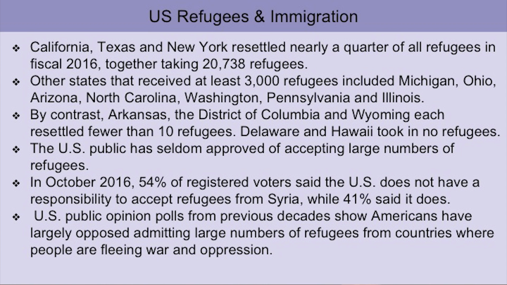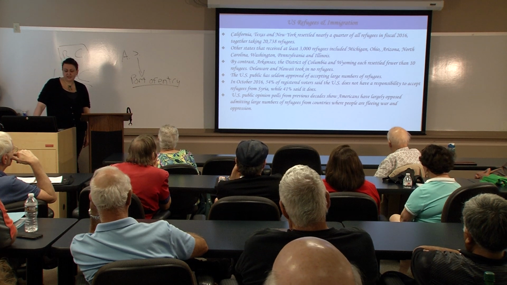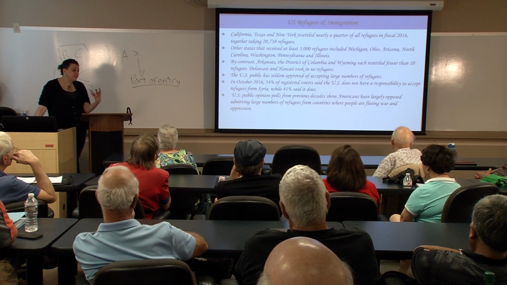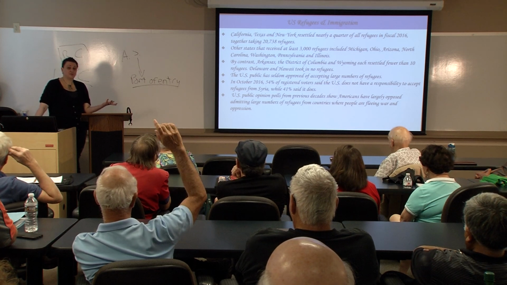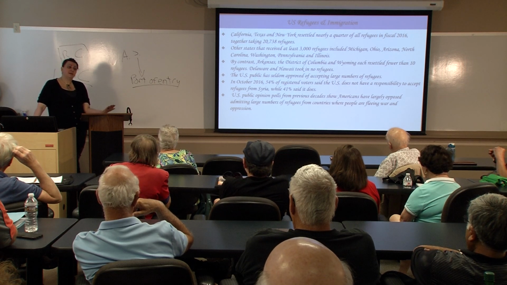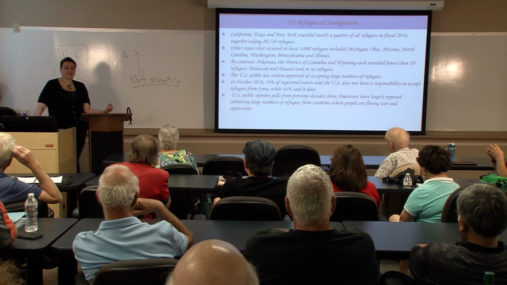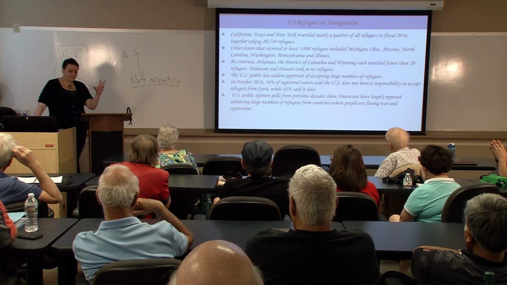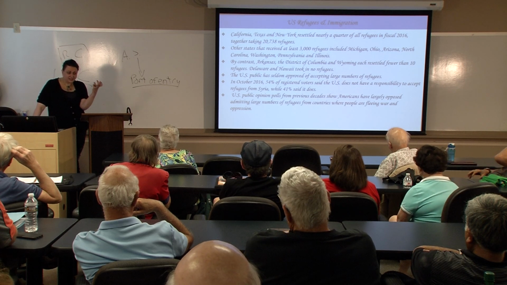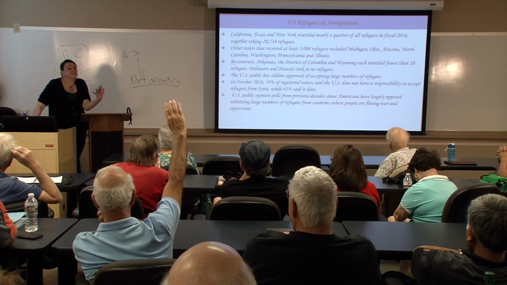The U.S. public, as I said, has seldom approved of accepting large numbers of refugees. U.S. public opinion polls from previous decades show Americans have largely opposed admitting large numbers of refugees, which is one of the reasons, when we discuss why those quota numbers during World War II were never really used, that it was very unpopular. The idea of bringing the displaced people from Europe was highly unpopular at the time. Again, hinging decisions about how to deal with refugees on popular opinion is dangerous because it's never going to be popular.